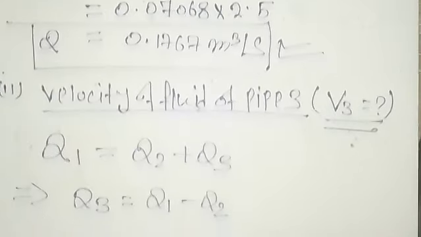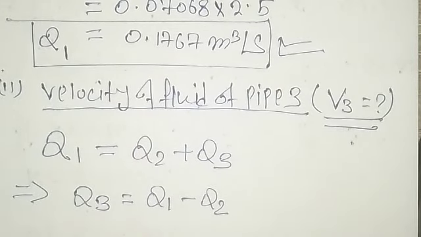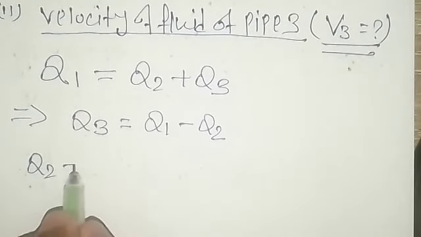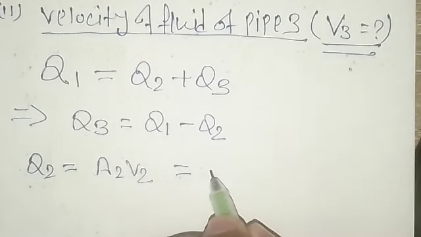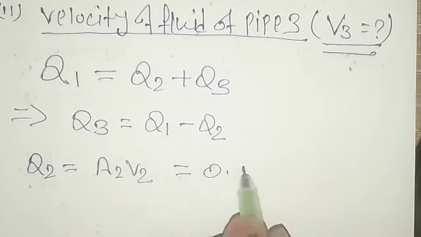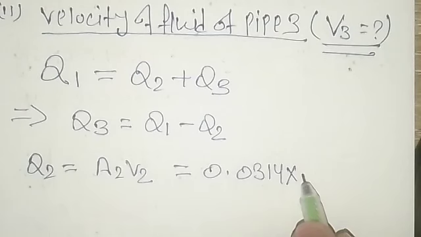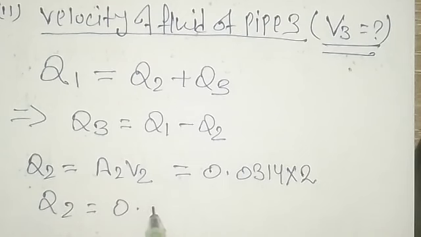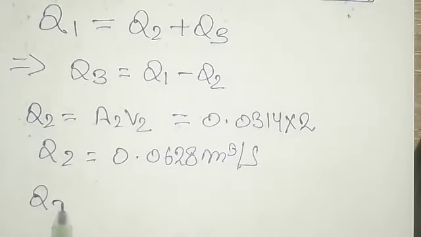q1 we already calculated. Then q2 we have to find. So q2 is equal to a2 into v2. a2 you already calculated, which is 0.0314, into the velocity in pipe 2, which is 2. So this q2 is nothing but 0.0628 meter cube per second. So we can get q3.